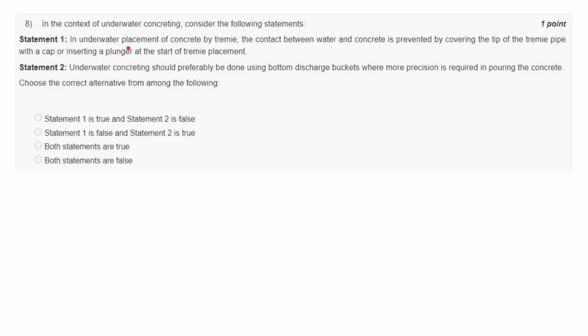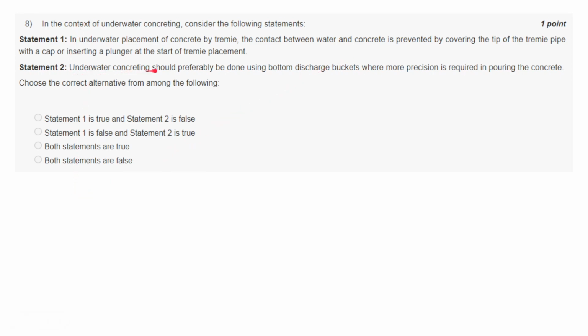Statement 1, in underwater placement of concrete by tremie, the contact between water and concrete is prevented by covering the tip of the tremie pipe with a cap or inserting a plunger at the start of tremie placement. So yes, that is true. Our idea here is to reduce segregation by not allowing any contact between concrete and water during placement. So one is true.